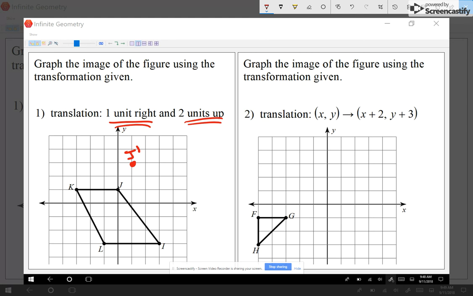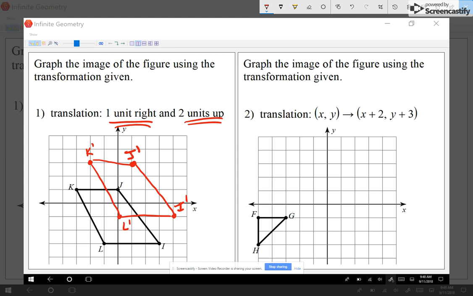So right now, for example, I'm going to move K. I'm going to move it 1 to the right and 2 up. That gives me my point K prime. And then I do I. That gives me I prime. And then I'm going to do L. That gives me L prime. So I'm just going to move the corners. I connect them, and it should look like I moved everything 1 unit to the right and 2 units up.